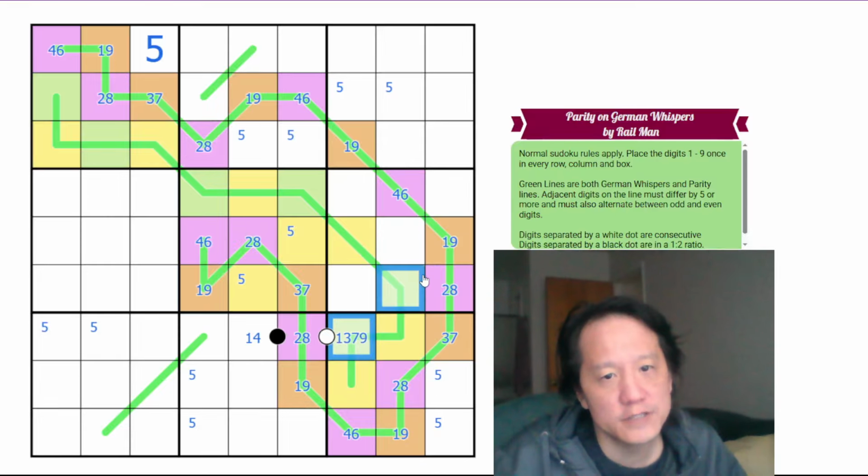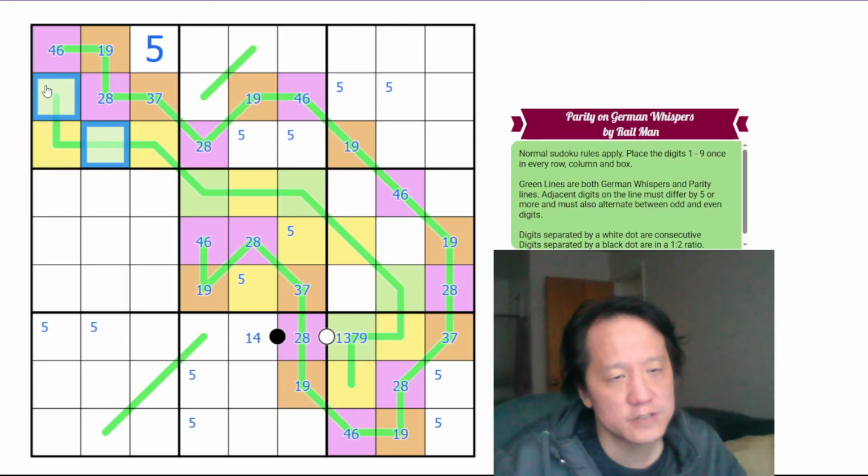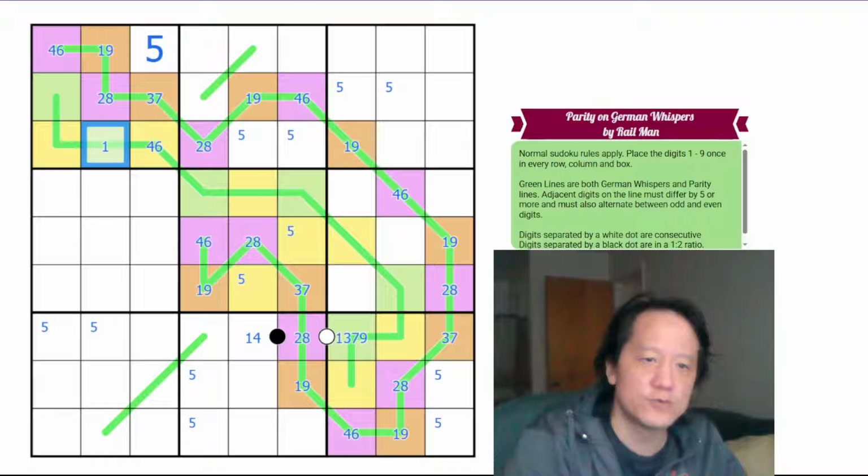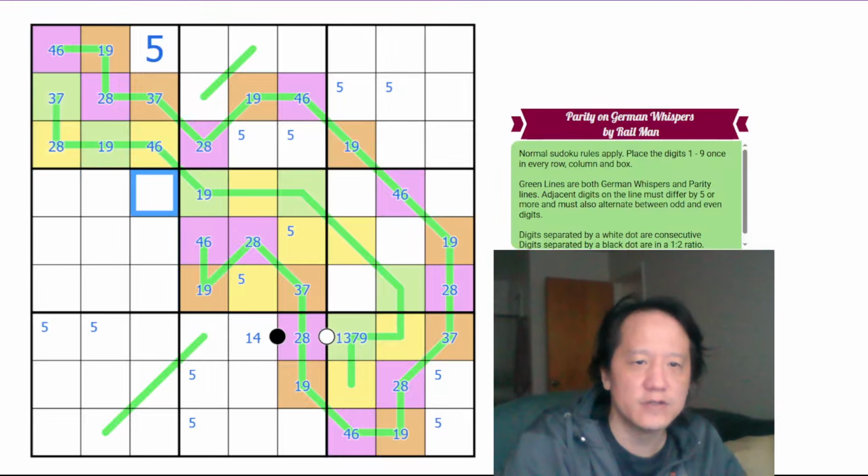The green is odd, so that means the yellow has to be even. So this cannot be 4 or 6 because it's next to 2 unique digits on the Whisper 5 line, so this is 4 or 6, which forces this to be 1 or 9 to be next to it. Therefore, this is 2 and 8. This is 3, 7. 1 or 9 is, okay.